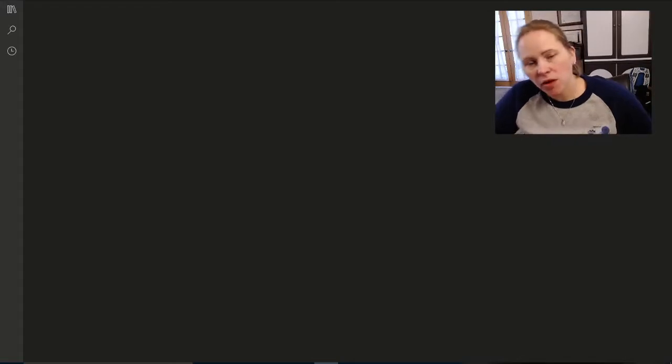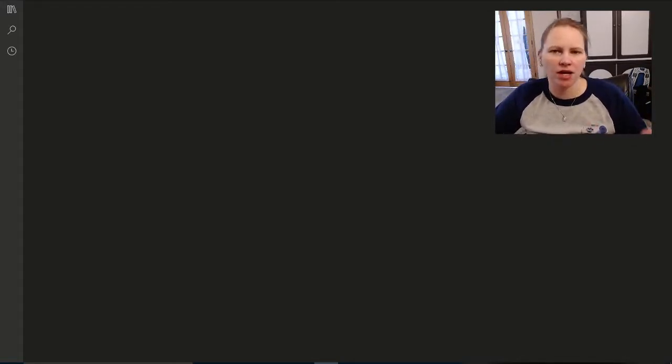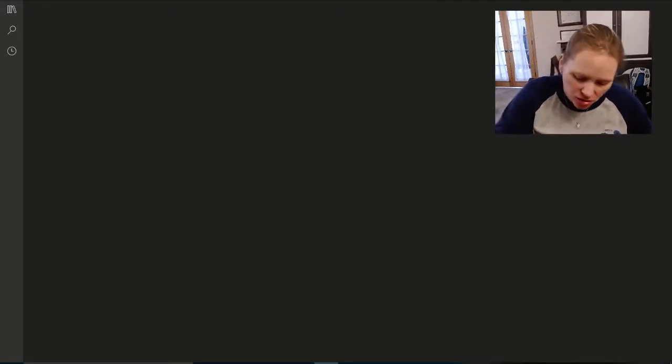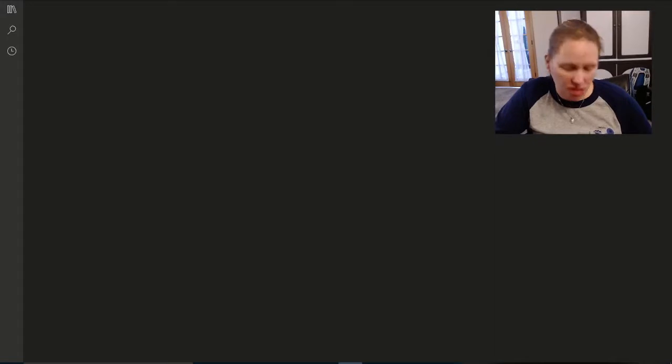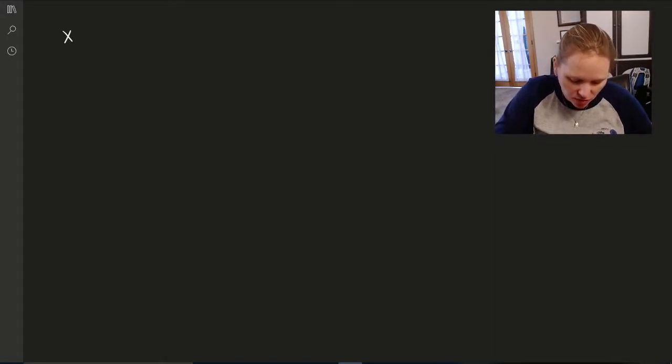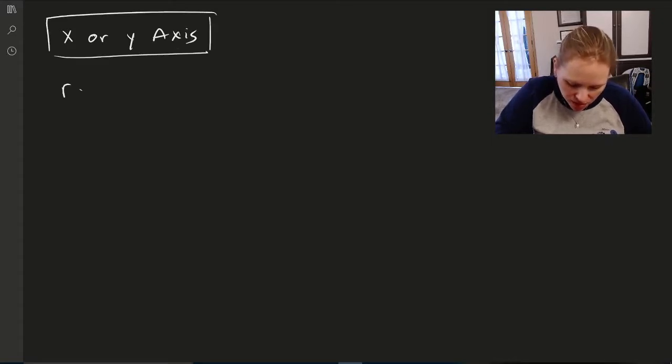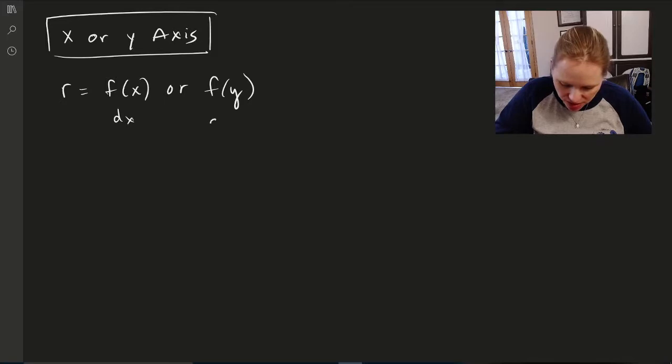So one of the toughest parts about finding these volumes is when we're revolving around axes, trying to find that value for that radius. So we saw two cases in this video so far. We saw the case where you're revolved around the x or the y axis. That's by far the easiest because r is just going to be f of x or some function of y depending on if it's dx or dy.